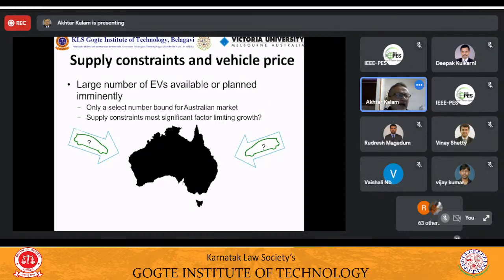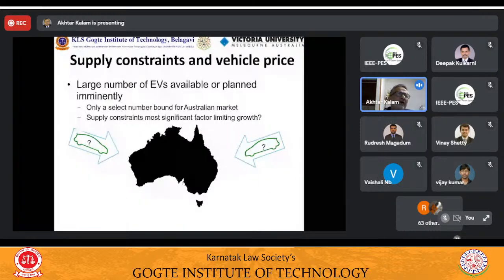Although we hear that large numbers of electric vehicles are available, or they are planned imminently. As I told you, we had 31 choices. Now we have got 58 choices in the Australian market in 2022. One of the factors is the supply. We are not getting enough supply, and that could be a very significant factor which is limiting the growth of electric vehicles in Australia.